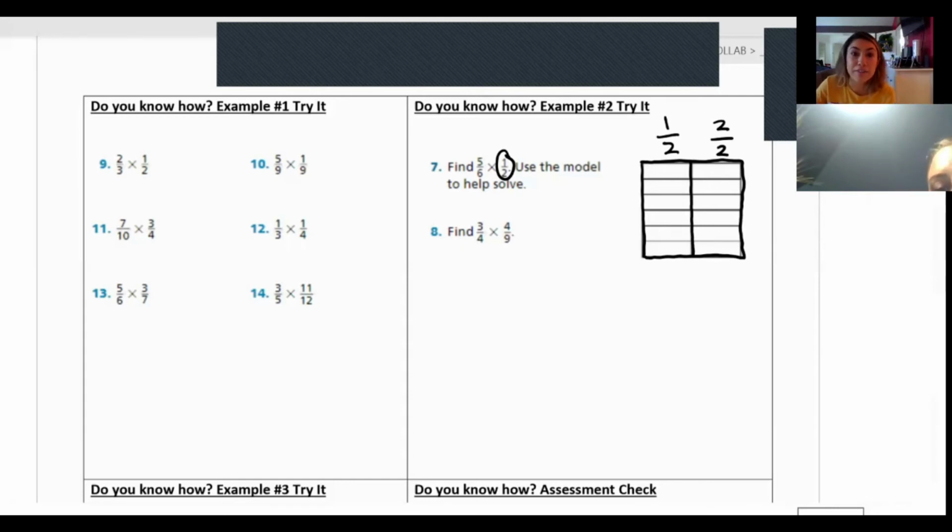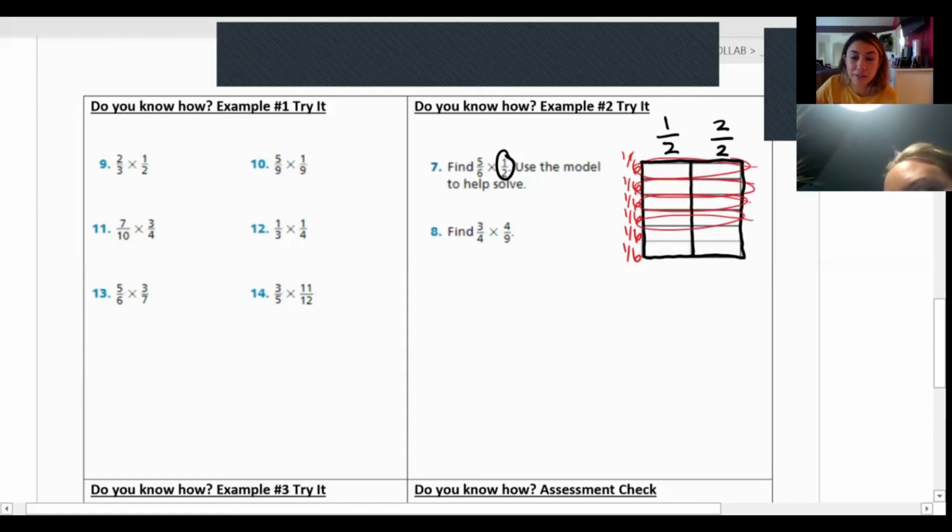Now we're going to find 5/6 of that 1/2. So now we're going to split these up into 6, right? We're looking at our denominator, and that's going to tell us how many parts we should have total, right? So each horizontally makes up just 1/6. So they want us to find 5/6, right? So now we're going to circle 5 of those 1/6.